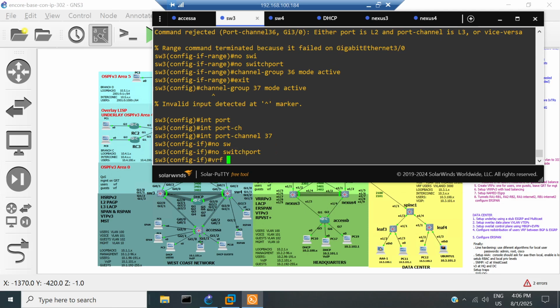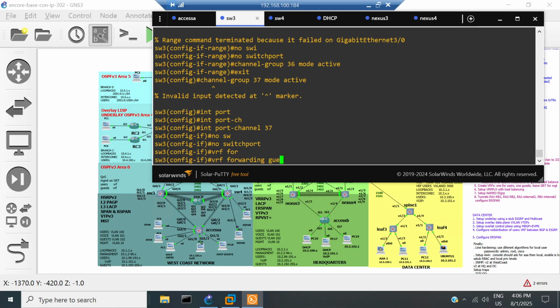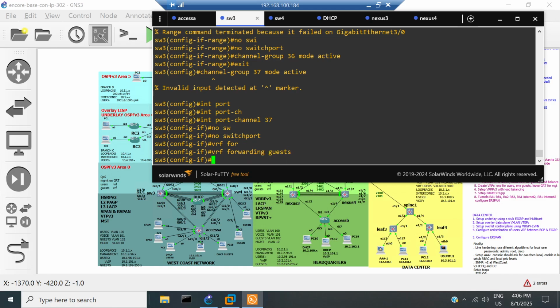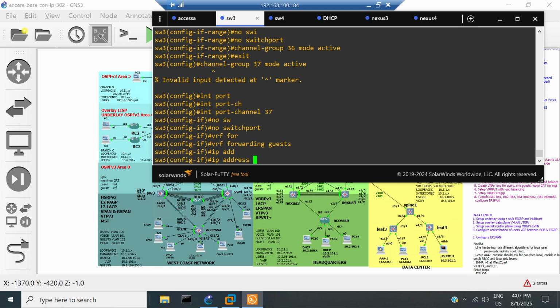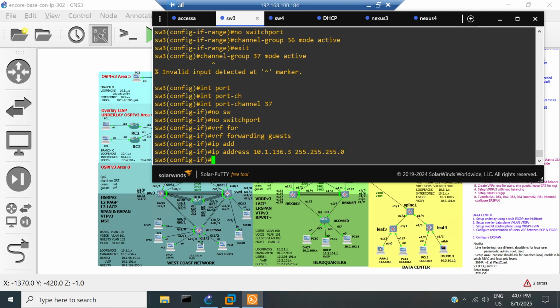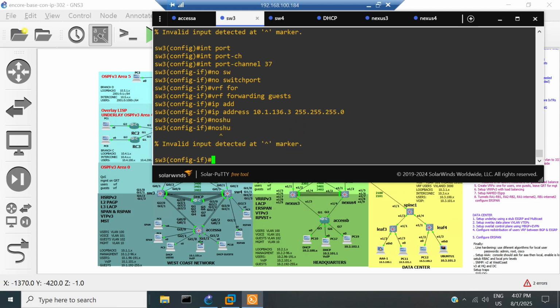And then I'm going to bind it to the guest VRF. I am using a different VRF for security. All the users that belong to this enterprise will go to the VRF users, and guests will have their particular VRF. So that is why I'm separating the connection to the DHCP server per VRF, for users and for guests. So it will be 10.1.3.6, and no shut.